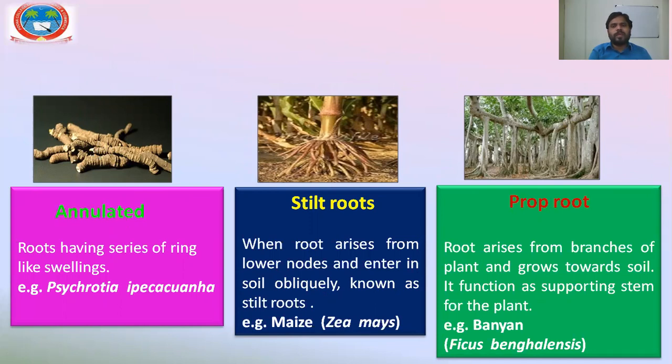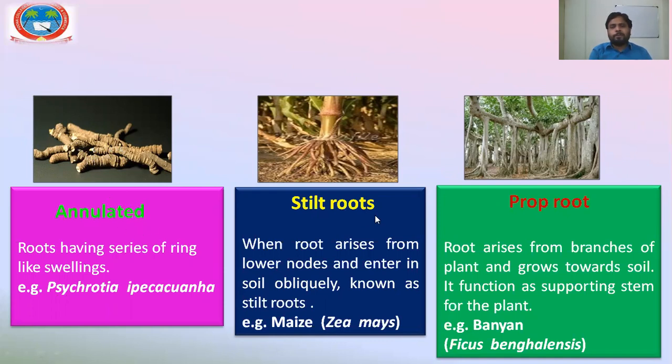That is called an annulated root. For example, Psychotria. If you observe the root of this plant, on the surface of the root you can find annular rings, a ring-like structure. That's why it is called an annulated root.